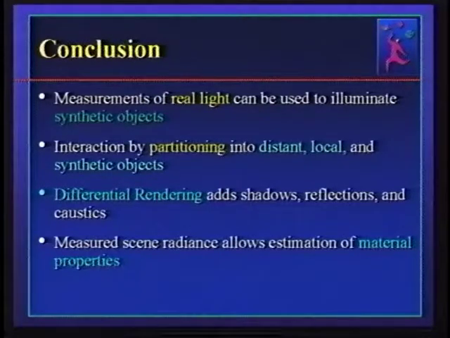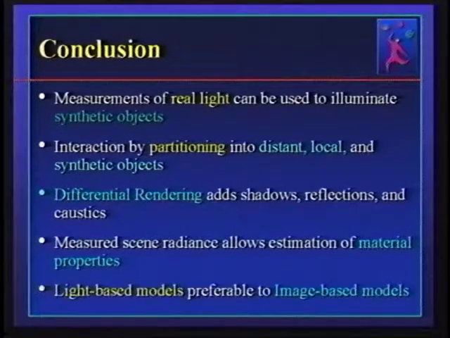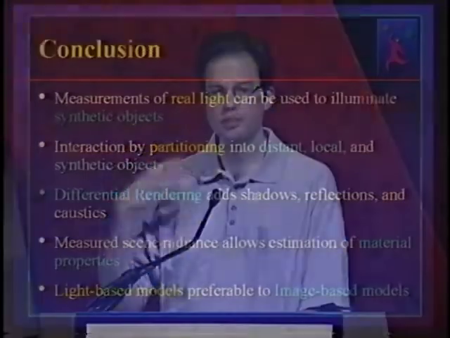We've shown that measurements of real scene radiance are very useful in determining material properties of parts of a scene. And lastly, we've shown that constructing light-based models of a scene rather than image-based models of a scene can be very helpful if you want to manipulate the scene later, because you actually have readings of how much light was coming from any particular direction at any particular point in space, rather than just what color things should be if you want to make a picture of them. So, thank you very much.